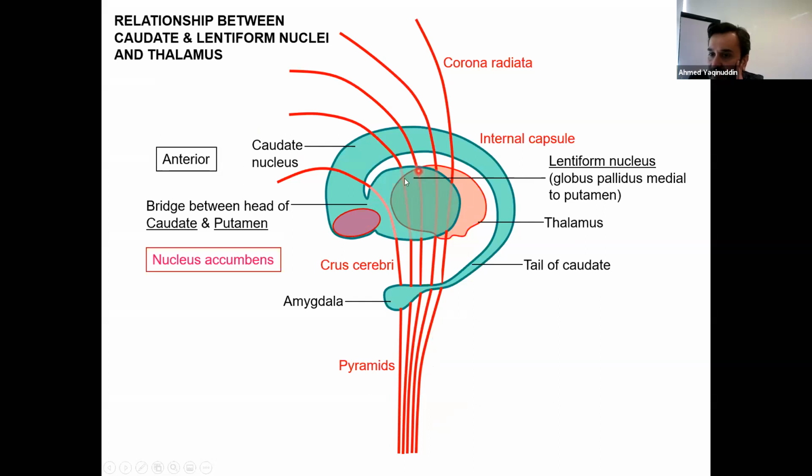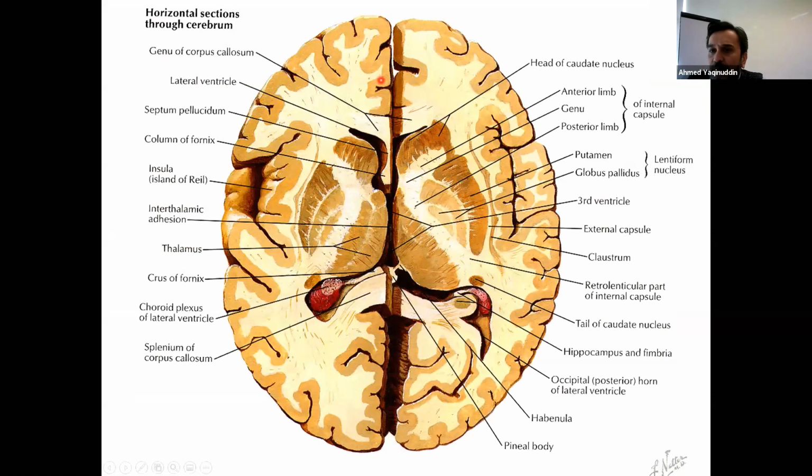So you have the lentiform nucleus, which includes putamen and globus pallidus outside, thalamus medially. This is the caudate nucleus. In between the thalamus and the lentiform nucleus, the white matter bundle, which is passing up or going down, is the internal capsule. Now we have more of a horizontal section of the brain. So this is cutting the brain like this.